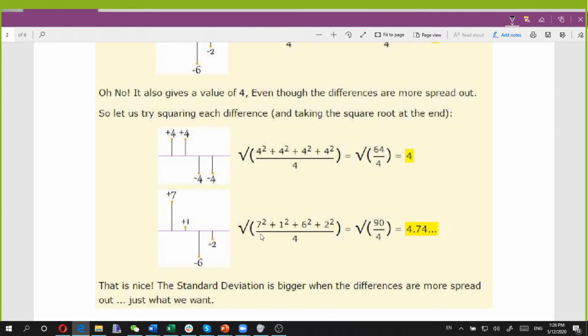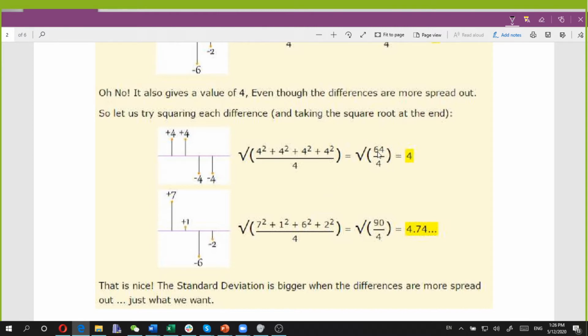So now you can see if I square all of these differences from the mean, having 7 units away from the mean is worth a lot more, 49, than this 1 unit away from the mean is worth, which is still 1. And so the more change that I have away from the mean, the larger my number becomes. So standard deviation is a measure of change.